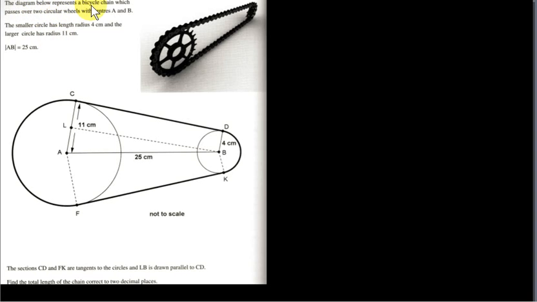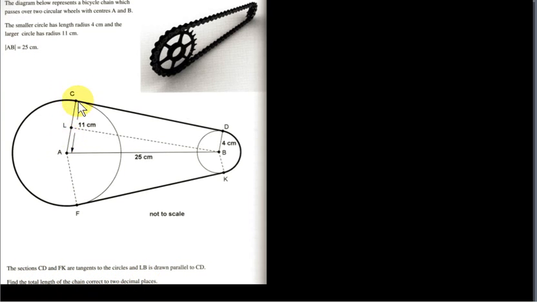The diagram below represents a bicycle chain which passes over two circular wheels with centers A and B. The smaller circle has radius 4 cm and the larger circle has radius 11 cm. The distance between A and B is 25 cm. The sections CD and FK are tangents to the circles and LB is drawn parallel to CD. Find the total length of the chain correct to 2 decimal places.